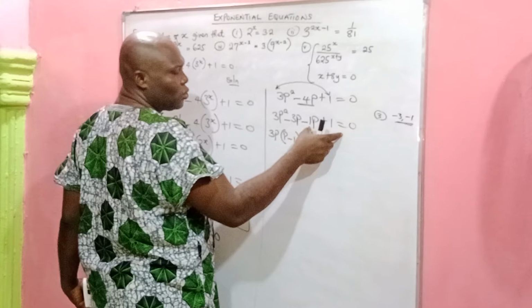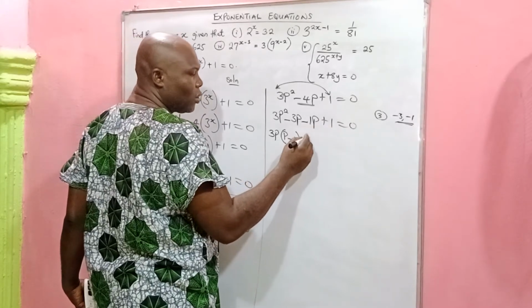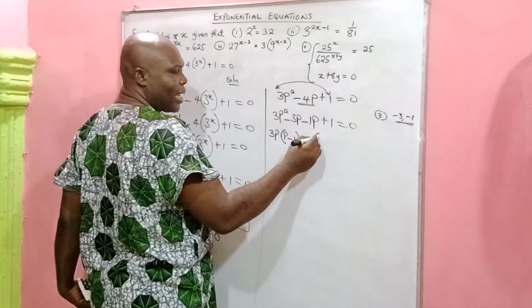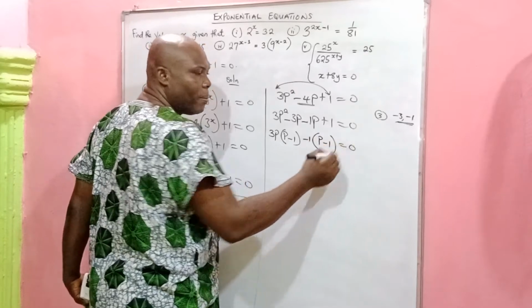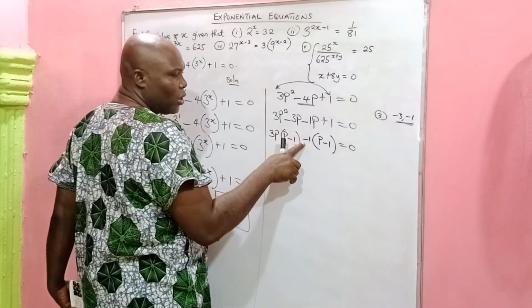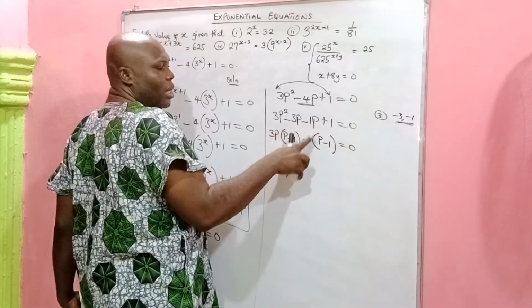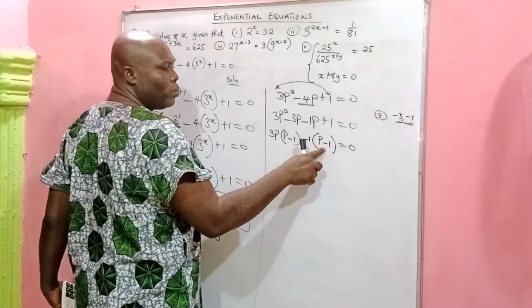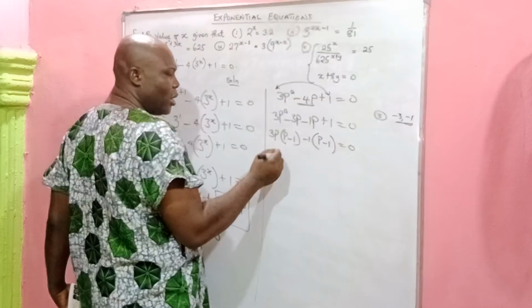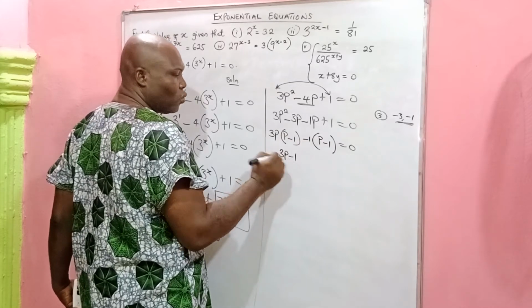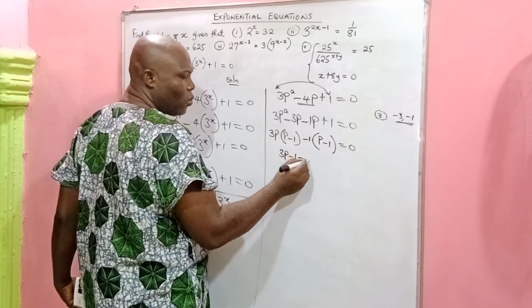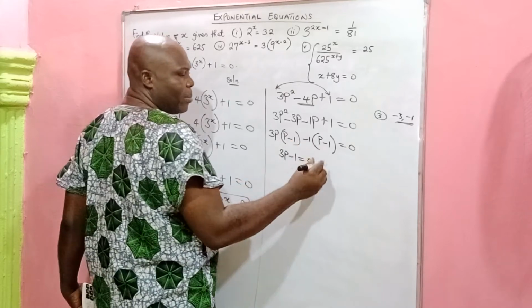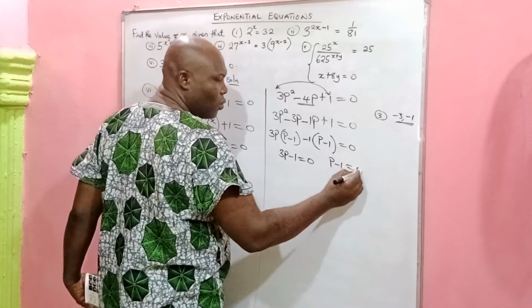Alright, so I factor these two out. What will be common? Only minus 1 will be common. I copy this bracket, p minus 1. I've told you the bracket will always be the same. So minus 1 times p will give me minus 1p. Minus 1 times minus 1 will give me plus 1. So at this point, I have two brackets that are the same. I pick the outside. So I have 3p minus 1 equals 0, and I also have one of the brackets, which is p minus 1 equals 0.